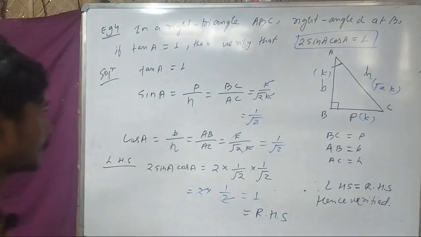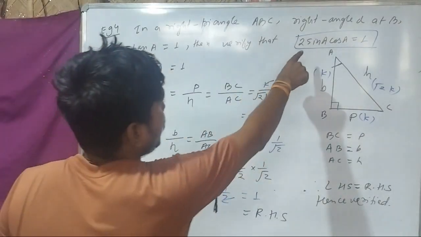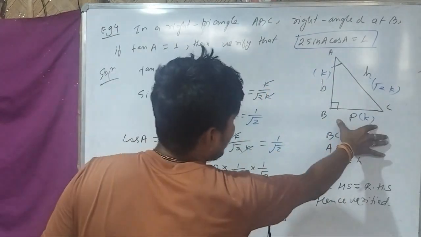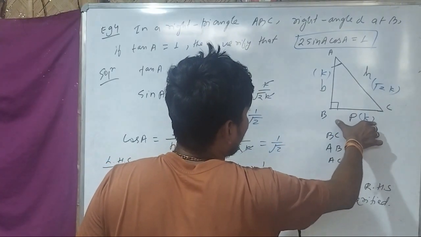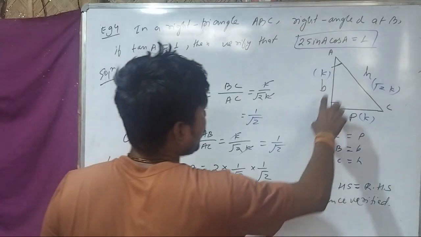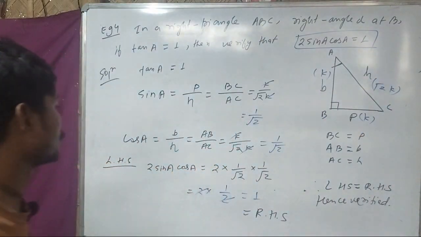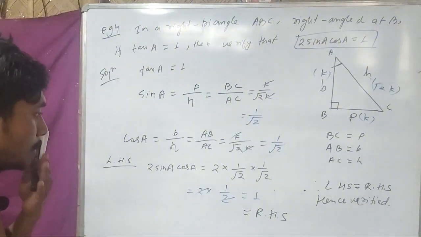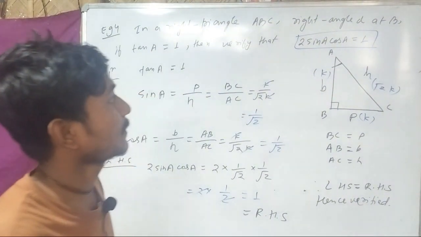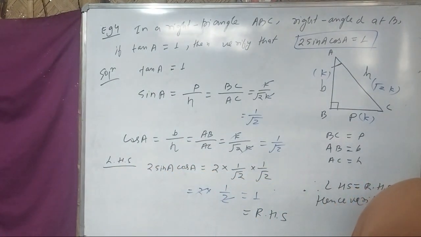Now see, we have verified. We get the sides AB, BC and AC, so put them into sin A and cos A. Sin A means P by H, BC by AC, so K by root 2K, that is 1 by root 2. And cos A means base by hypotenuse, AB by AC, K by root 2K, 1 by root 2. K cancels. So 2 sin A cos A is 2 into 1 by root 2 into 1 by root 2, so 2 into 1 by 2, which is 1. Therefore left hand side equals right hand side. Hence proved. Okay, so this is one example.